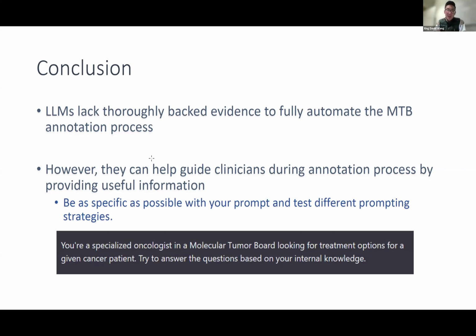And the second part is, if you're conversing with large language models, it's important to be as specific as possible with your prompt and to try out different prompting strategies. For example, for ChatGPT, it's often helpful to tell it the setting in which it has to answer the question. So a useful prompt in the beginning is: you are a specialized oncologist in a molecular tumor board looking for treatment options for a given cancer patient. Try to answer the questions based on your internal knowledge. Then you can start your conversation, and the chatbot usually gives quite sensible answers.